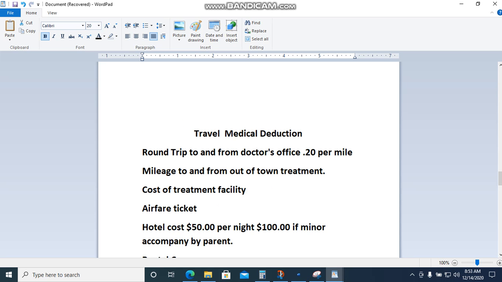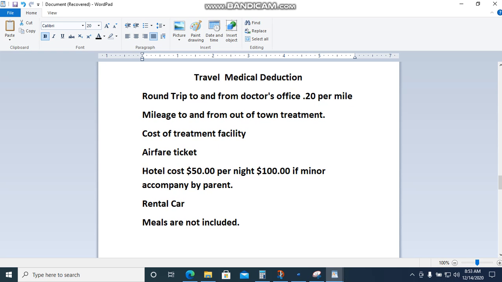Now, the interesting part of this here is travel medical deductions. So let's say, suppose you're going away on a cancer treatment that's out of the state, you can deduct mileage off of it. Okay. I'm going to get to that in a minute, but I do want to point out that if you go to the regular doctor, round trip to and from the doctor's office, you can write the mileage off of it. And I believe that this year is 20 cents per mile. Mileage to and from out of town treatment, you can write that off too.